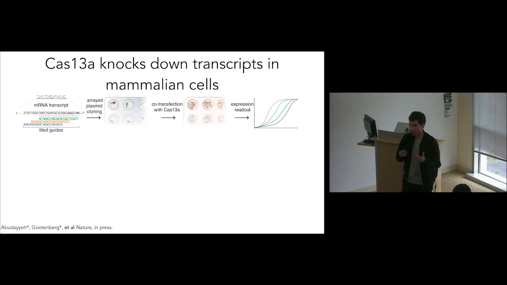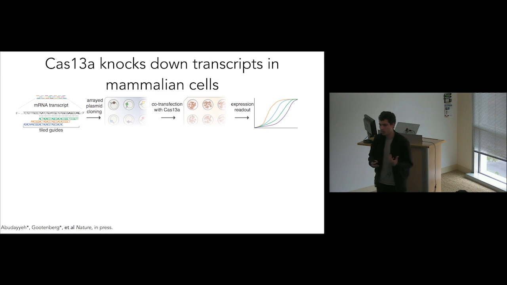So given that we can target a single reporter transcript, we decided to go far beyond that. And we wanted to see if we could target an endogenous transcript. We didn't really know if we would be successful with our first guide that we tested or another guide that we tested. So we decided to go for a larger, unbiased approach. We actually designed a tiling library across the entire transcript. And we could then do plasmid cloning.